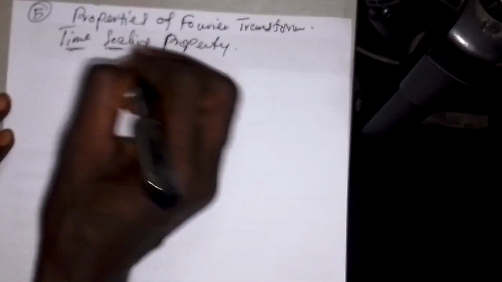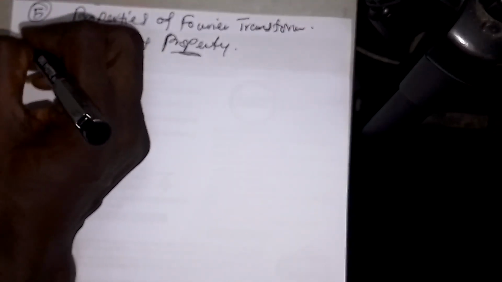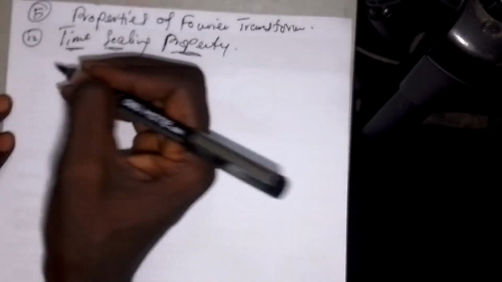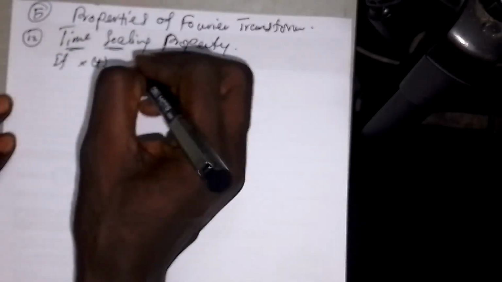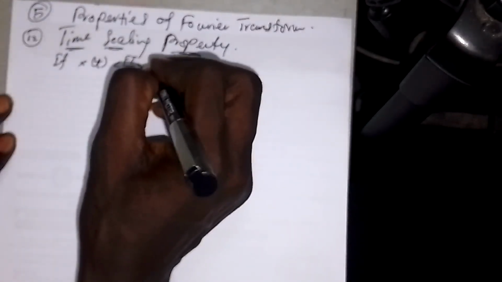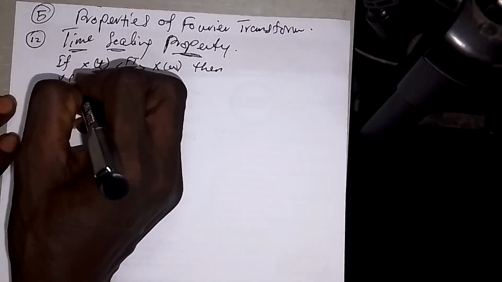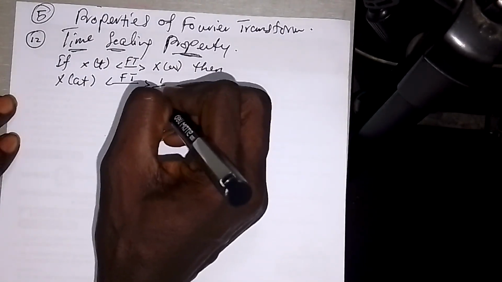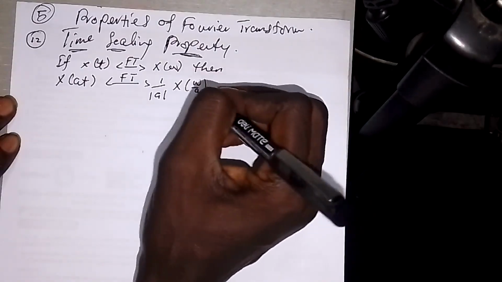Okay, so in the time scaling property, this should be property number 12. Here, if I have x of t, which has a Fourier transform of X of omega, then if I have x of at, it is also going to have a Fourier transform of 1 over mod a into X of omega over a.